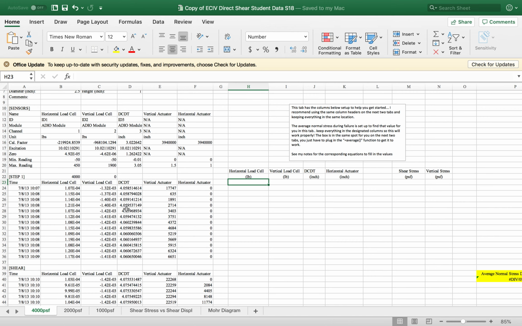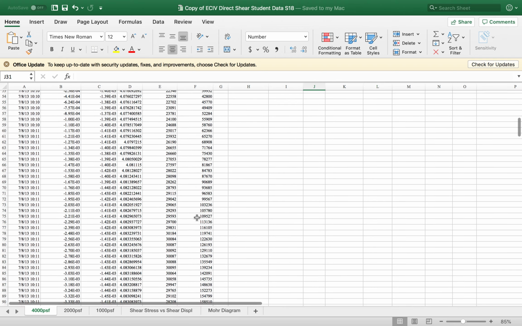So this is what you guys are given. This is what the computer will spit out at you. As you can see, we have a lot of similar information as what we received for the consolidation lab: calibration factor, zeros, horizontal load cell, vertical load cell, deformation, all that fun stuff. Our goal is to fill out these columns right here.